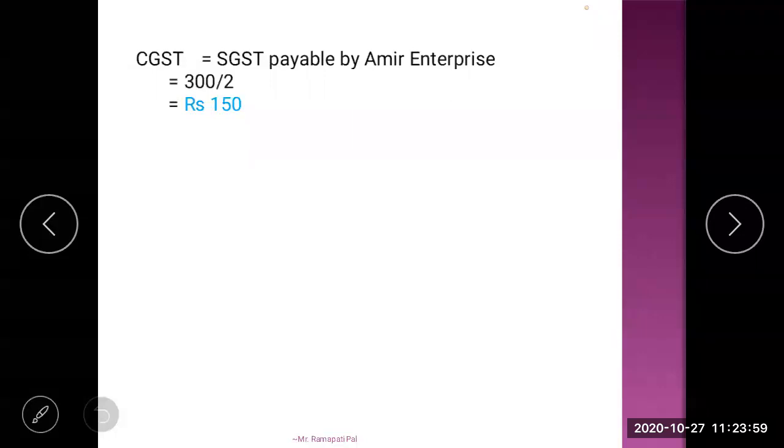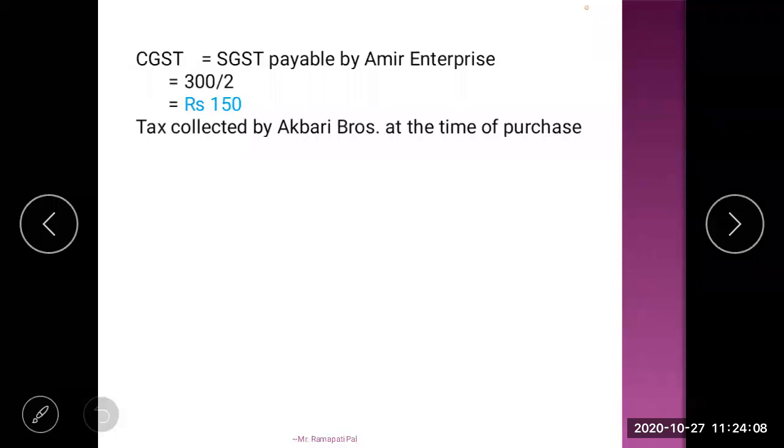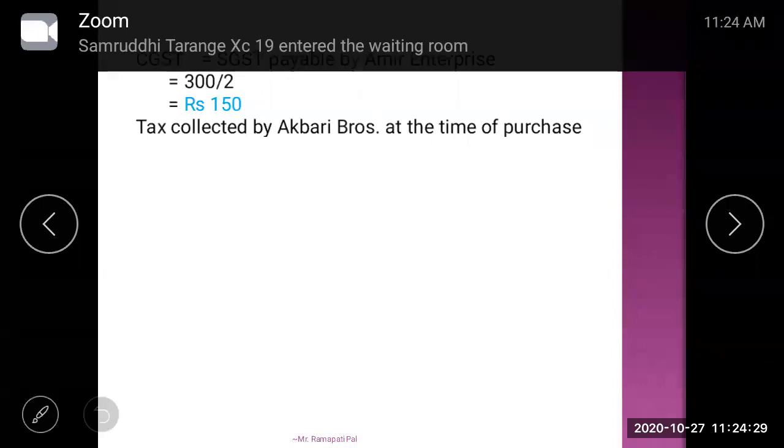Okay, let's see now. So you understood now? Okay. Let's see for Akbari Brothers. So we will write it this way. Tax collected by Akbari Brothers at the time of purchase. At the time of purchase means what? When Akbari Brothers made the purchase, what will we call it? Input tax. Correct. Dharmesh has done it. Bhumi also has written. Okay. Yes.